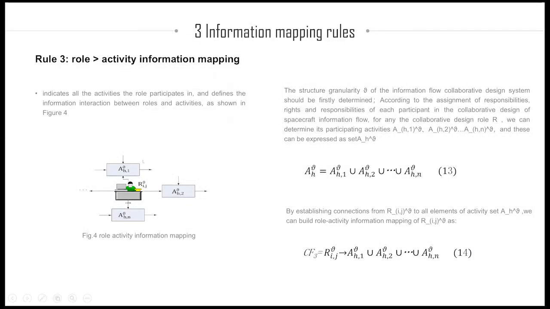Rule 3. Role activity information mapping. This indicates all the activities the role participates in and defines the information interaction between roles and activities as shown in Figure 4. So, according to the assignment of responsibility, rights and responsibility which participate in the collaborative design of spacecraft information flow, Formula 13 and Formula 14 show the relationship.